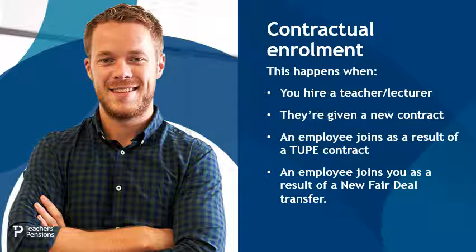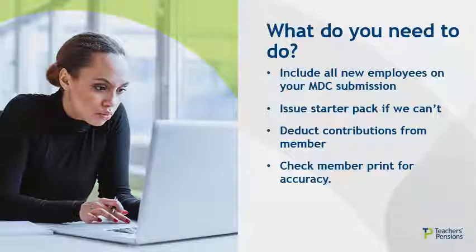For example, if you've taken on a new member of staff or an existing member of staff is receiving a new contract due to a change in role, they'll need to be contractually enrolled into the Teachers' Pension Scheme. You must include any eligible members of staff on your monthly data collection or monthly contribution reconciliation files. The member may choose to opt out immediately, but you must include them on your submission prior to this.